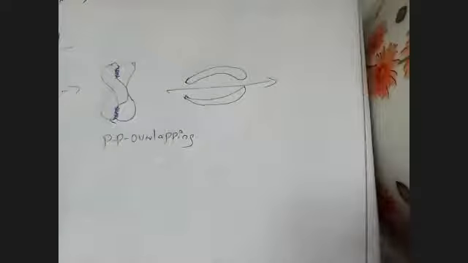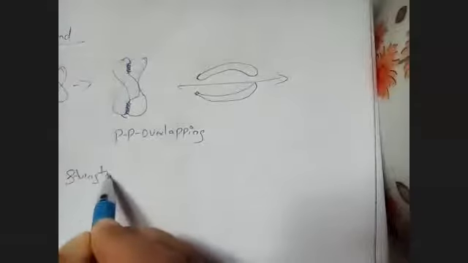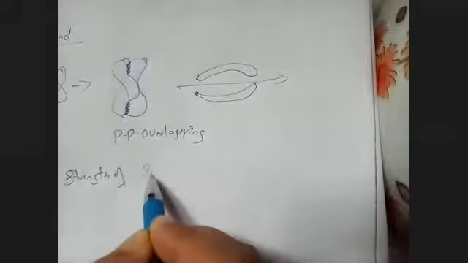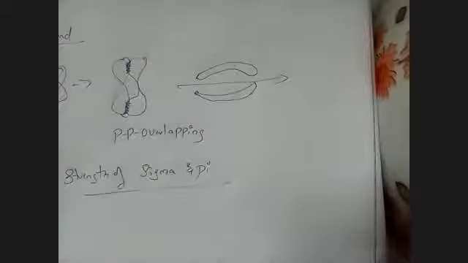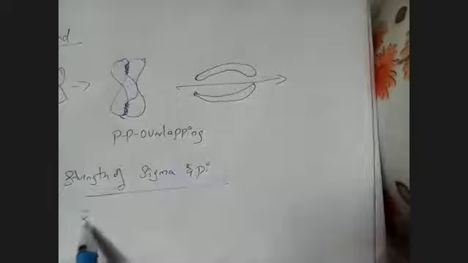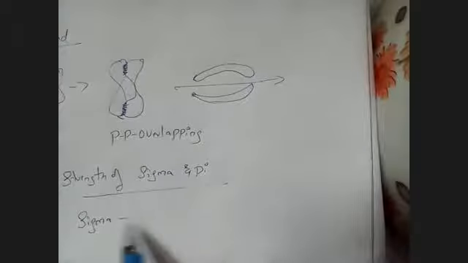Okay, then which one is stronger among sigma and pi bonds? Which one has more strength and which one has less strength? Between these two, sigma is stronger.